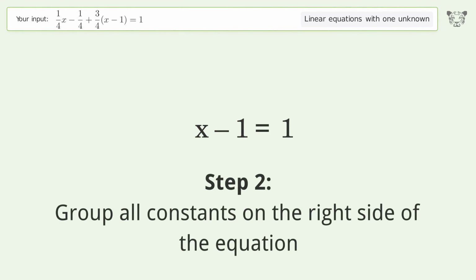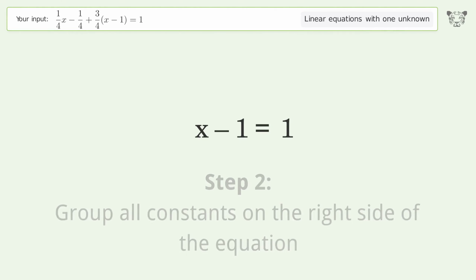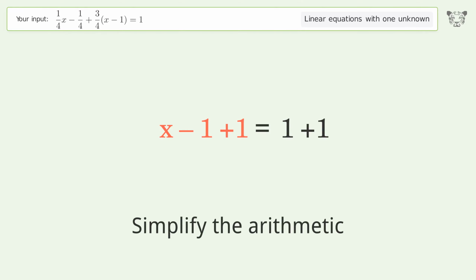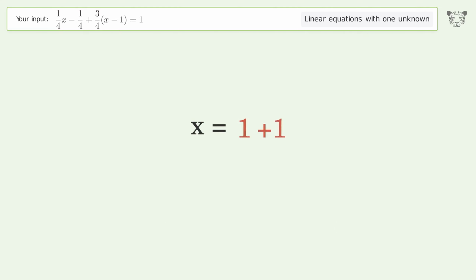Group all constants on the right side of the equation. Add 1 to both sides. Simplify the arithmetic. And so the final result is x equals 2.